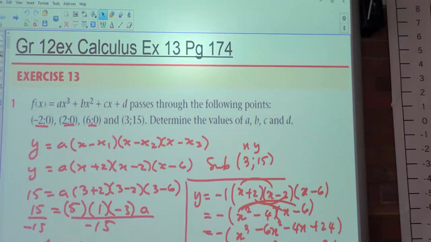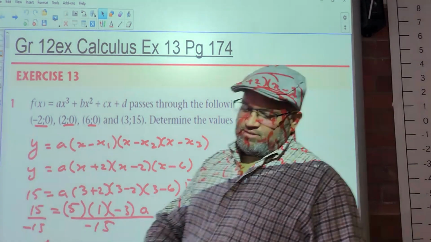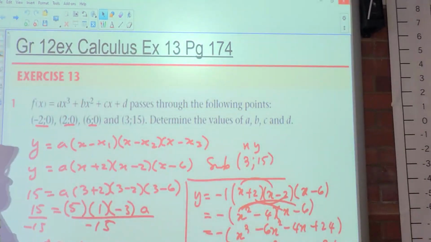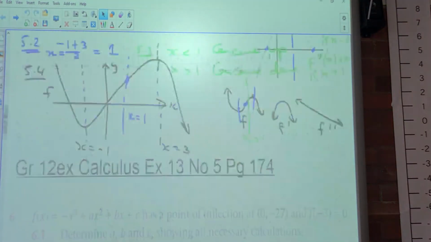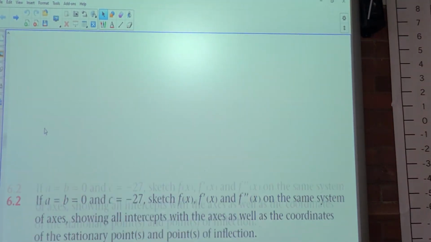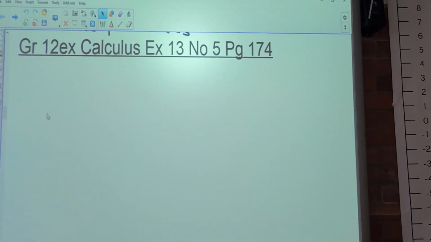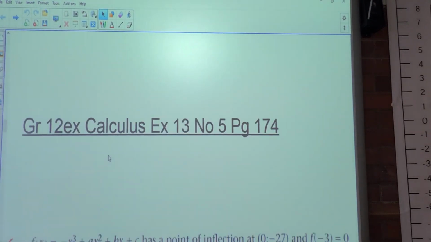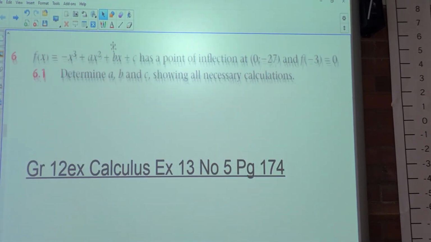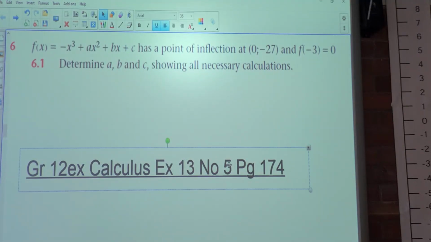Okay, good morning class. So today we're looking at the exercise on determining the equation of the cubic function. We're at this point on number 6. So let's look at the first question.